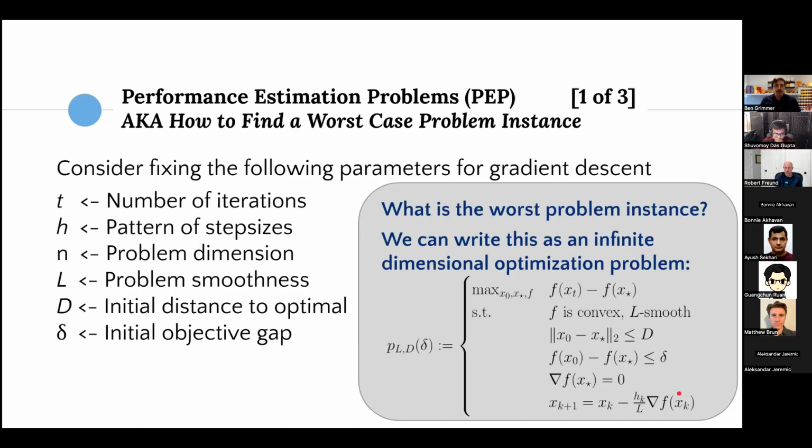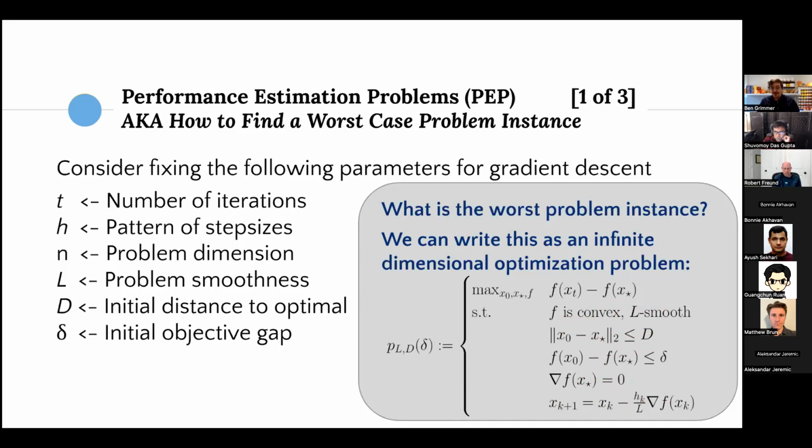Naively, if you write down what I'm asking, you'll get an infinite dimensional optimization problem. Right? What's the worst case problem? Well, maximize the final objective gap, so f of xt minus f of x star. And you do that maximization over every possible objective. So f has to be convex, f has to be smooth, bounded distance to optimal, bounded initial gap. X star should be optimal, so X star should have 0 gradient. Since we're convex, that's necessary and sufficient. And the algorithm should run in this agreed upon prescribed way. Right? So given that you've fixed all of those parameters, we could think about this infinite dimensional problem to come up with the worst instance.